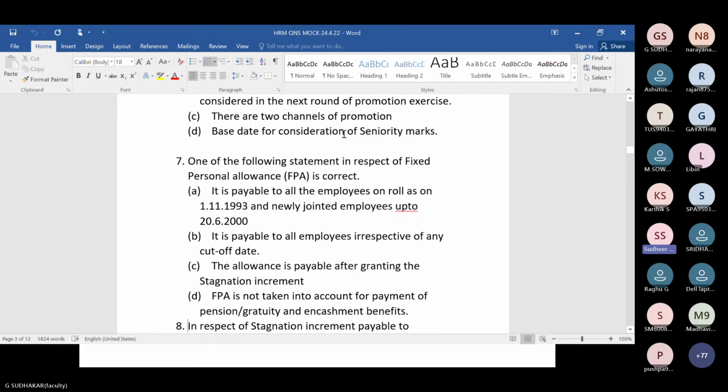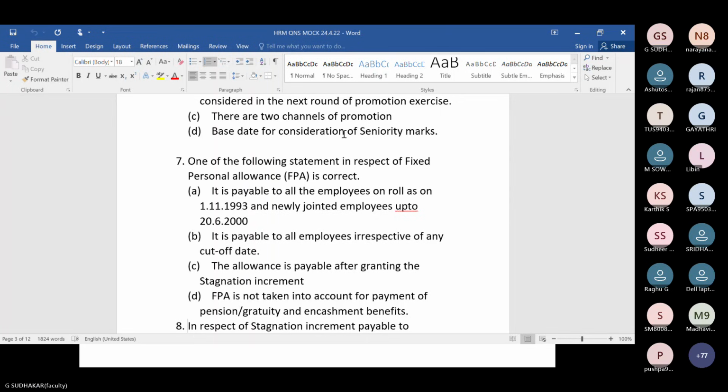So what do you mean by base date? For officer cadre it is 31st March. For class 3 staff it is 31st December. So this is not common. All others are common. There are 2 channels. For 1 year they will not be considered for promotion, and technical qualification is given for scale 1 to 2, and 2 to 3.